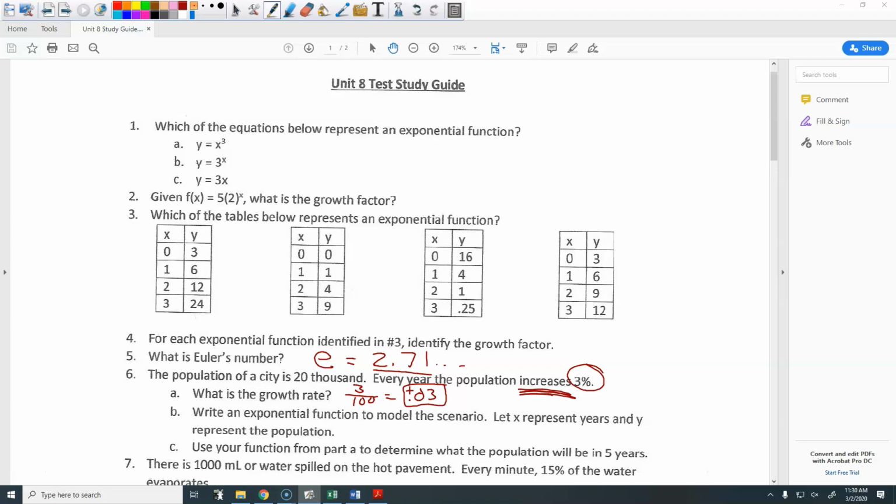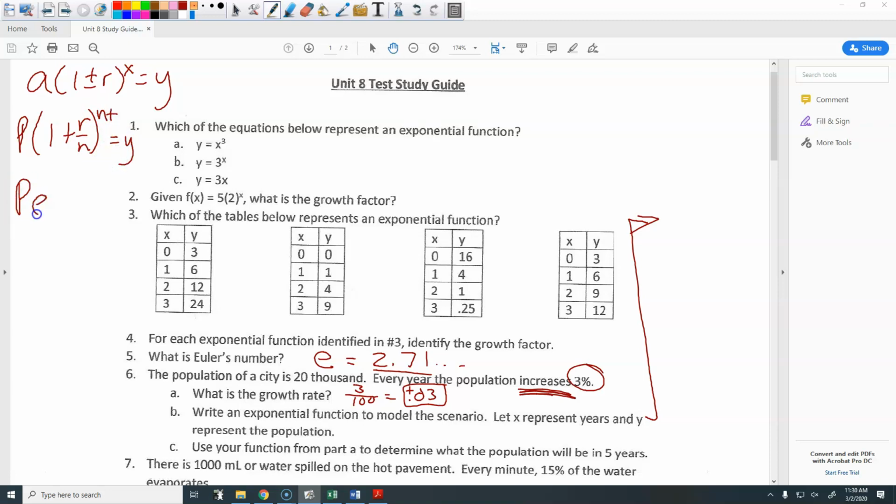Part B, write an exponential function to model this scenario. When you're writing an exponential function to model this scenario, we have 3 formulas to choose from. I'll write them over here on the side. We have this one, we have this one, and then we have this one. You're only going to use this one if you see the word compounded in there, and you're only going to use this one if you see the word continuous in there. Now in this explanation here for number 6, notice there's nothing in there about being compounded or continuous. So we're just using the top formula here to write an equation.